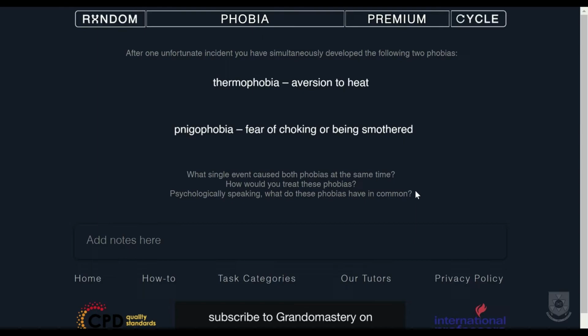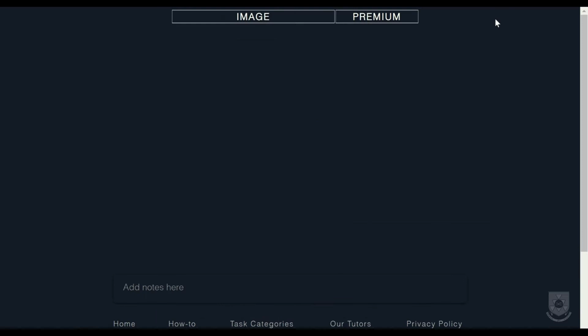And what do they have in common? Well, hot temperature, and then we may feel as if we have some troubles with breathing, and eventually we think as if we're choking. Anyways, there are some more complicated phobias, and here we go.